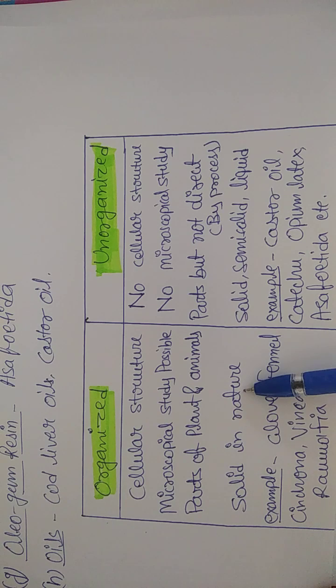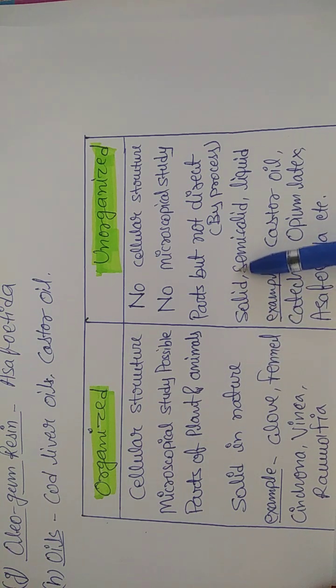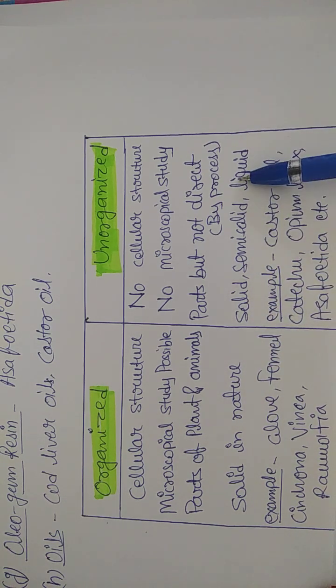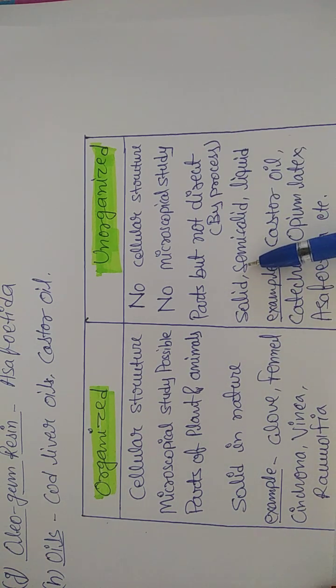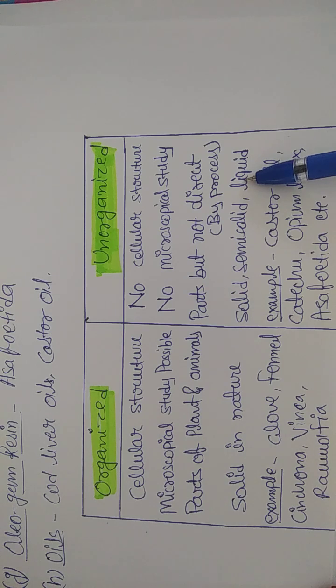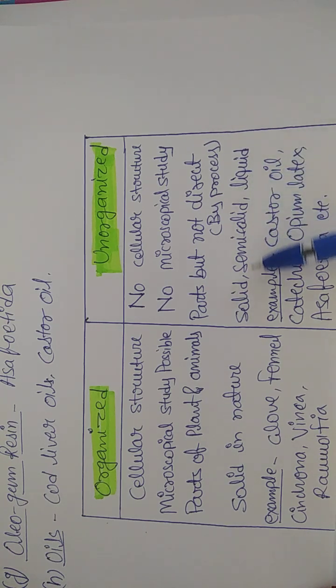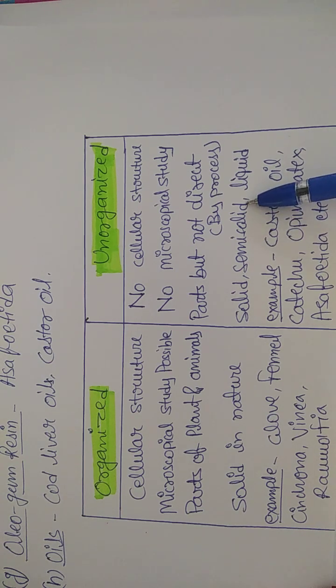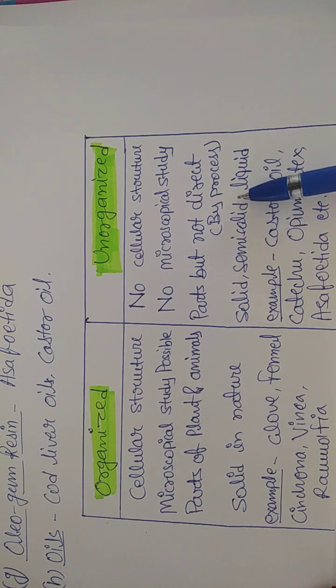Organized drugs are solid in nature, like cinchona bark, Rauwolfia root, vinca leaf, right. Unorganized drugs may be solid, semi-solid, and liquid. For example, different fats will be semi-solid. Then juice will be liquid, extract will be liquid, latex also. So there will be different forms we are going to see in the unorganized crude drugs.